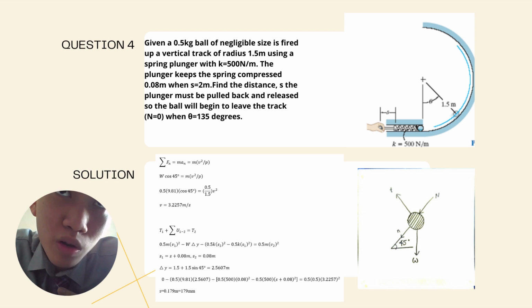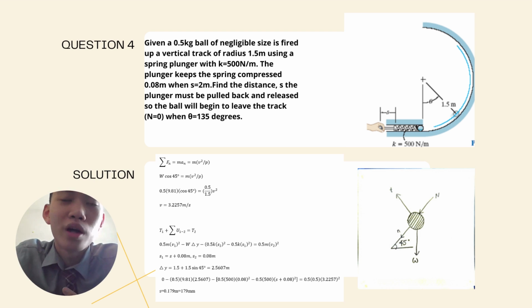For Y, we will get 1.5 plus 1.5 sin 45 equal to 2.5607 meter, and finally we will get 0 minus 0.5 multiply 9.81 multiply 2.5607 minus bracket 0.5 multiply 500 multiply 0.08 squared minus 0.5 multiply 500 multiply bracket S plus 0.08 bracket squared and bracket N equals to 0.5 multiply 0.5 multiply 3.2257 squared, and we will get S, the final distance, equal to 0.179 meter or 179 millimeter.